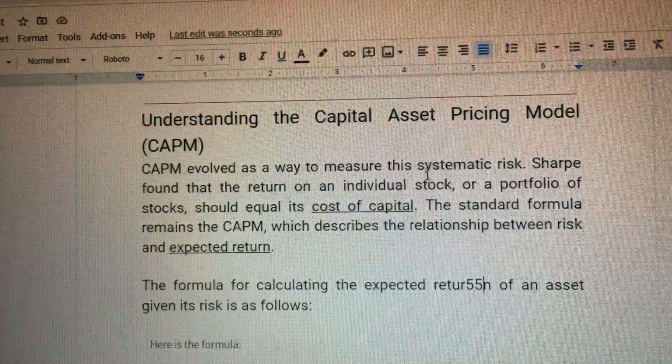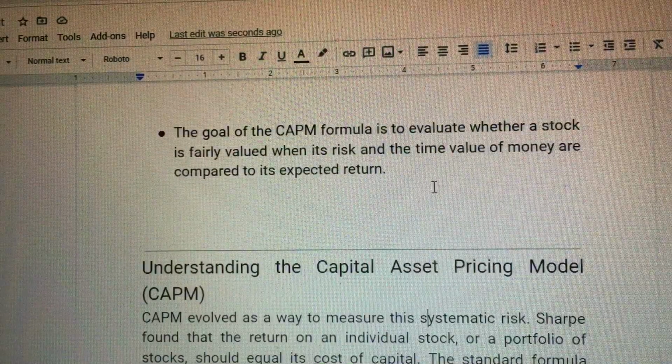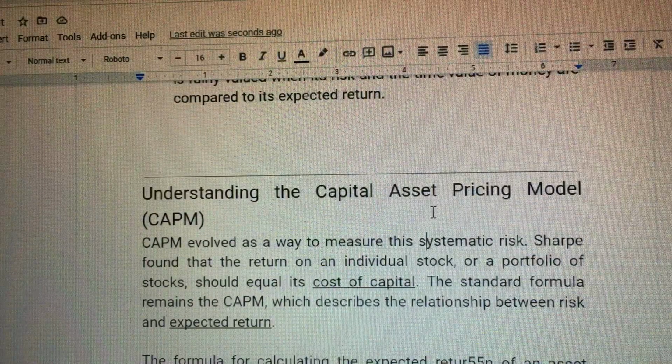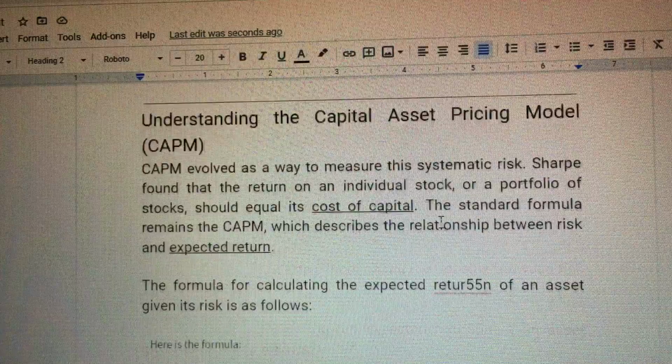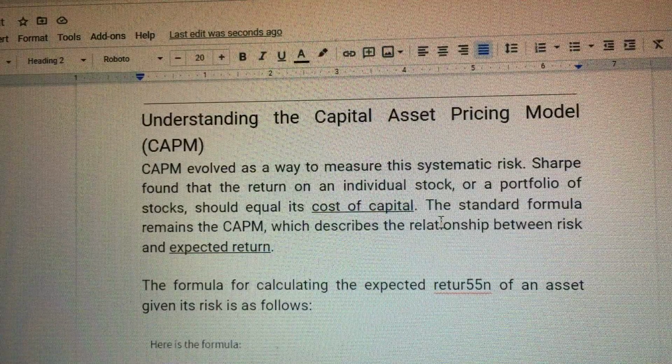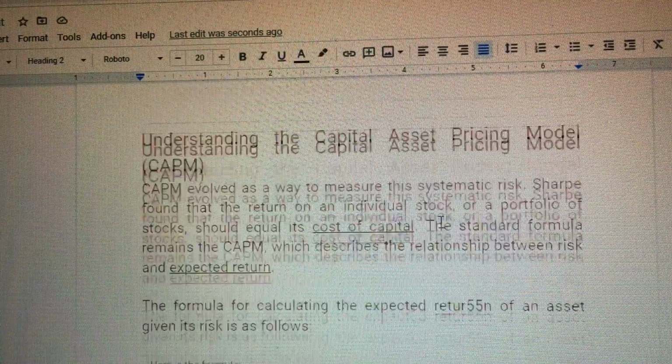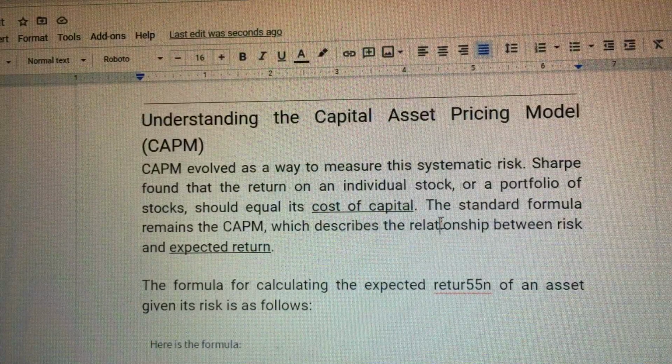Hello again. This is in continuation to our lesson on capital asset pricing model. So this time, I'm going to present to you an example using the formula that I'm going to use for this lesson.